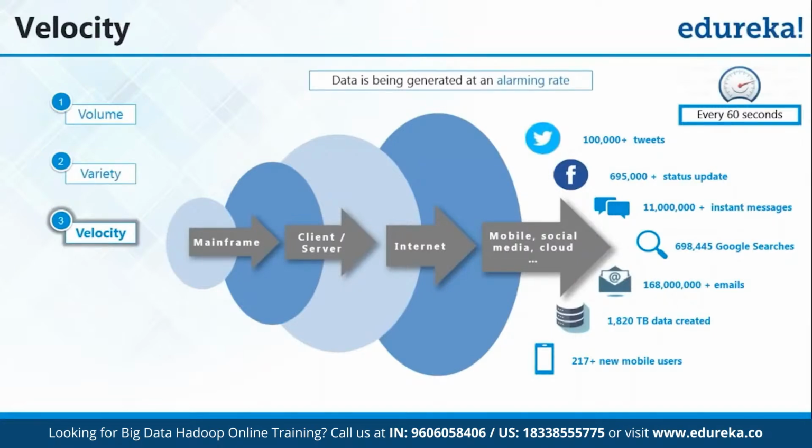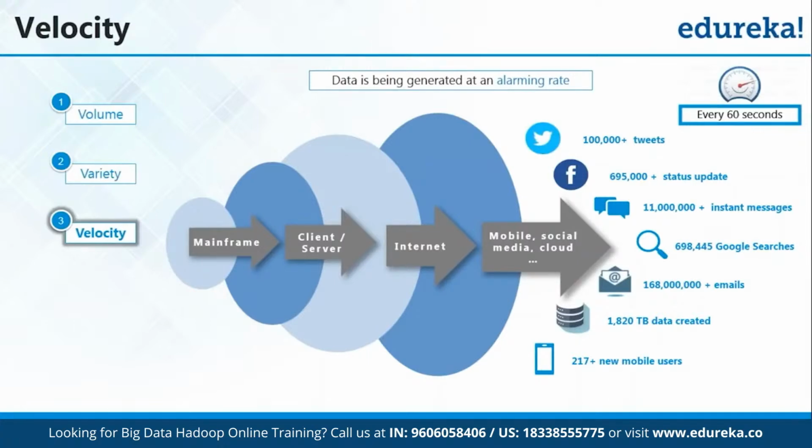So if you see the stats in front of your screen, for every 60 seconds there are more than 100,000 tweets generated on Twitter every minute. Similarly, there are 695,000 status updates on Facebook. When you talk about messaging, there are 11 million messages generated every minute. And similarly, there are 698,445 Google searches, 168 million emails, and that equals almost 1,820 terabytes of data.